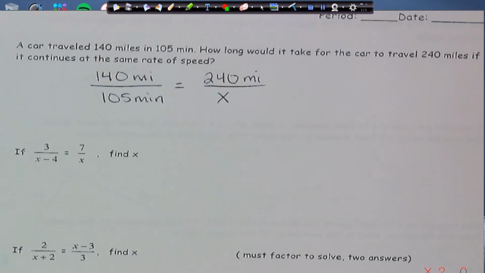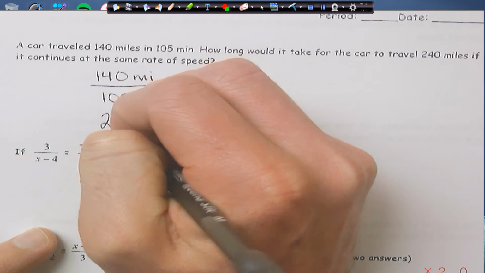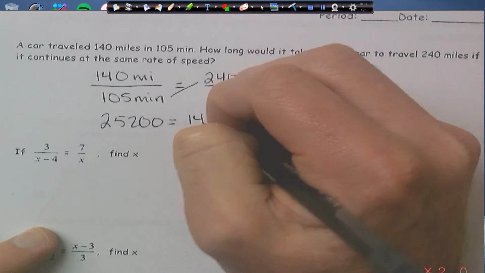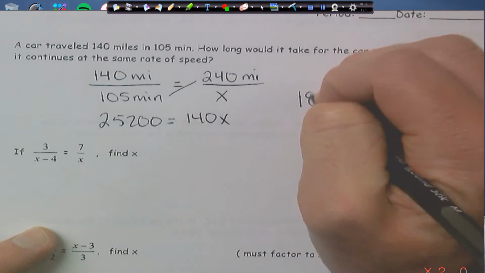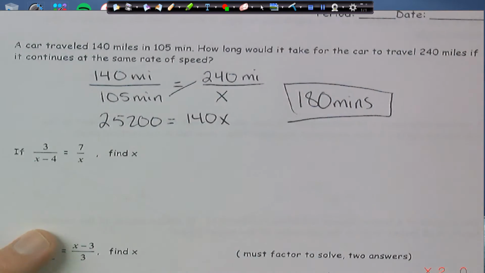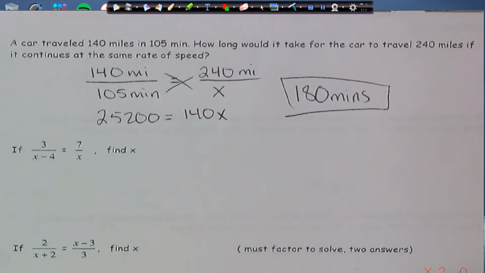So we just go ahead and do cross multiplication. So we're going to do 105 times 240. And that gives us a rather large number. And then we're going to set that equal to 140x. And then we can divide by 140. And we get 180 minutes is our final answer. Okay? So again, it's all about setting up proportions, making sure we have miles over minutes.